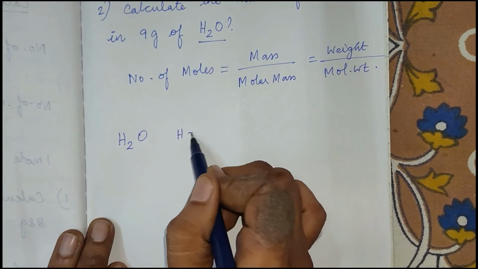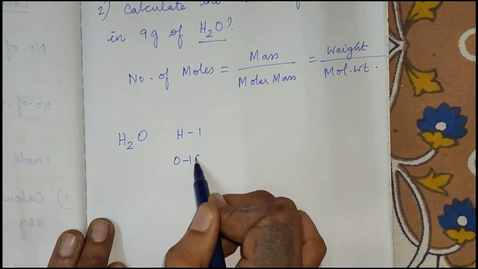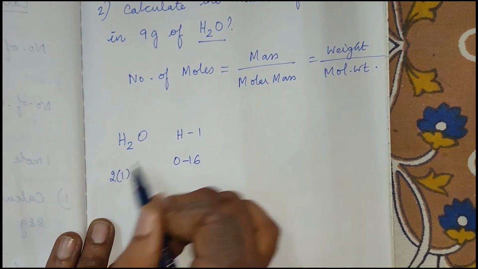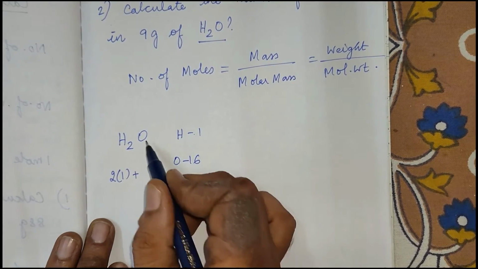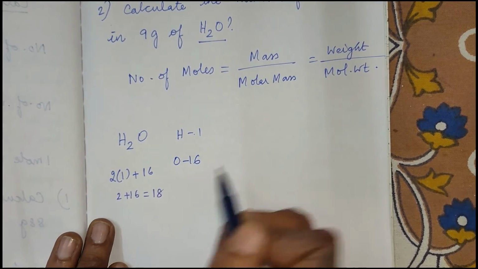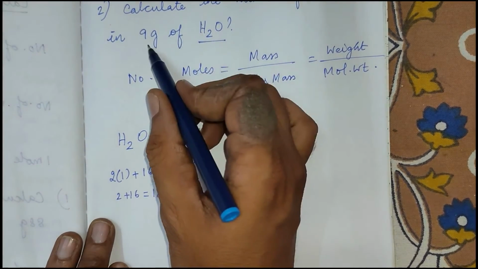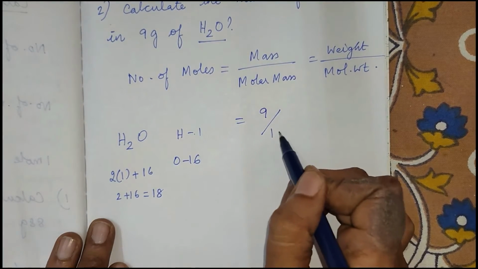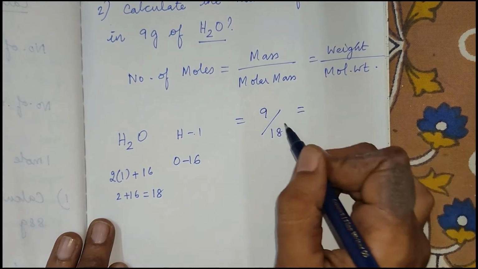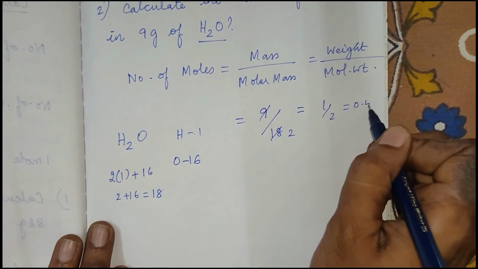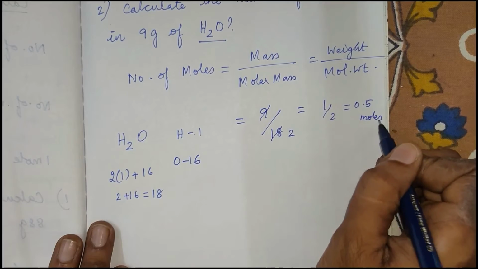For hydrogen it is going to be 1. For oxygen it is going to be 16. So 2 into 1, because here you have 2 hydrogen, its mass is 1. Oxygen's mass is 16. So 2 plus 16 is 18. So what is the mass given here in the problem? 9. What is the molar mass? 18. So which is 2 times. So 1 by 2, which is 0.5 moles.